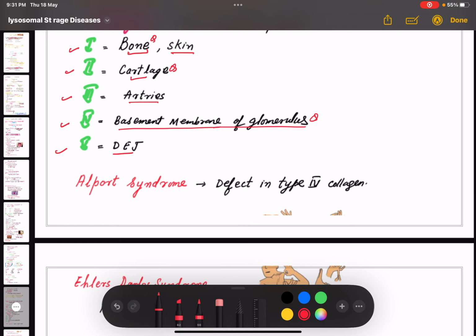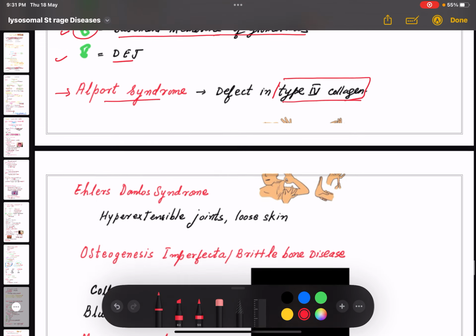See guys, Alport syndrome is a defect in type 4 collagen. It means there is a problem in the basement membrane of the glomerulus. In the basement membrane of the glomerulus, we have type 4 collagen. If the patient has a defect in this collagen, the patient will have hematuria or proteinuria. All these things will be present in Alport syndrome.